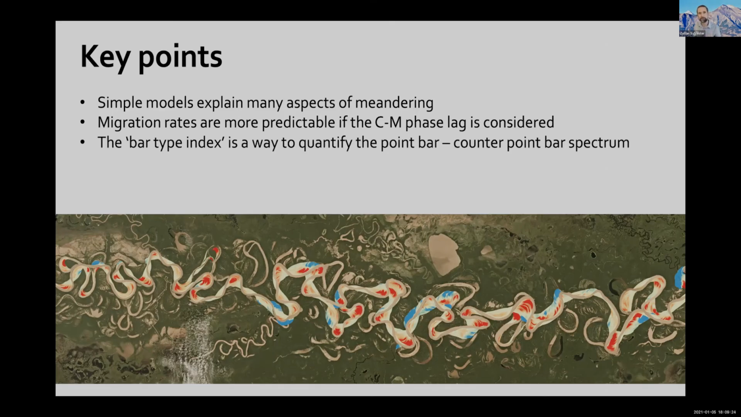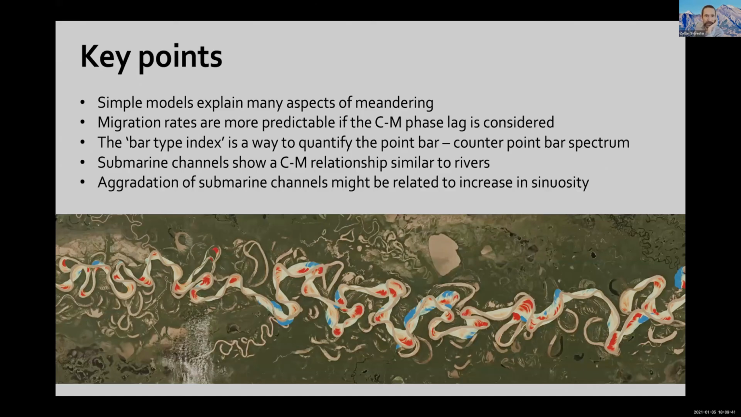The bar type index is a way to quantify the point bar and counterpoint bar spectrum, and it should help us to predict better heterogeneities in meandering fluvial systems. Submarine channels show a curvature migration relationship that is similar to rivers. Well, at least one of them does. And finally, aggradation of submarine channels might be related to an increase in sinuosity. And that would be an autogenic explanation to a relatively enigmatic phenomenon.